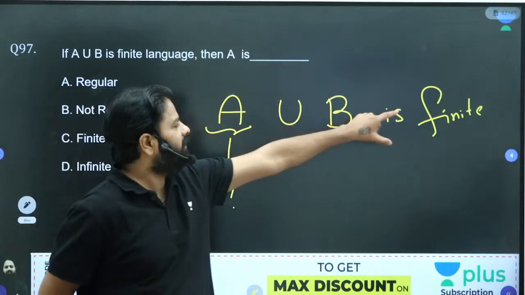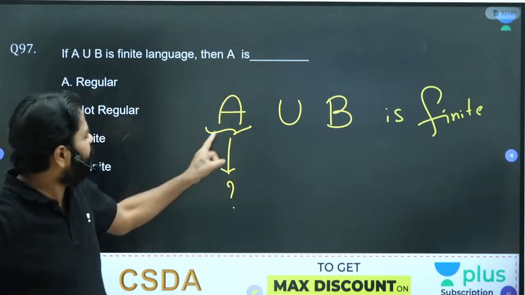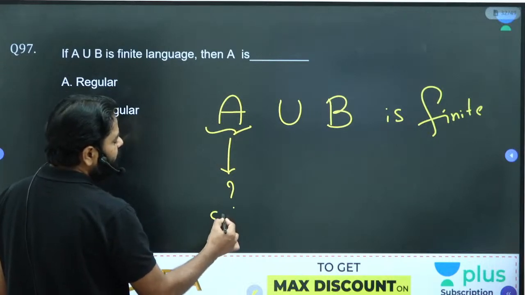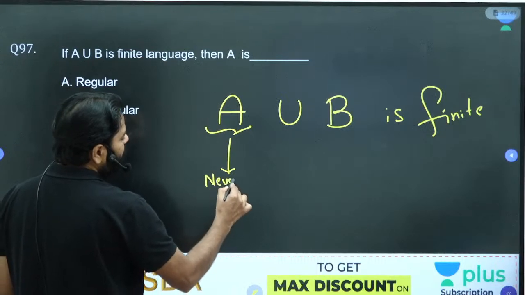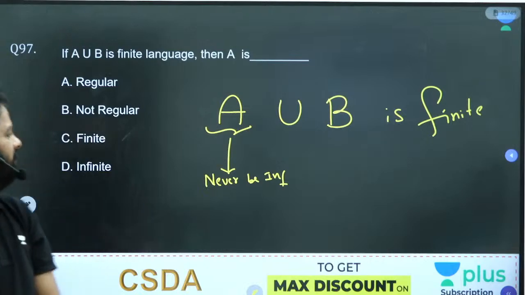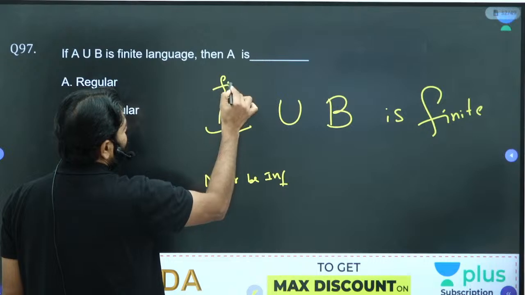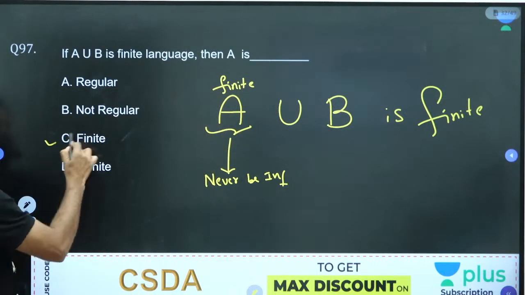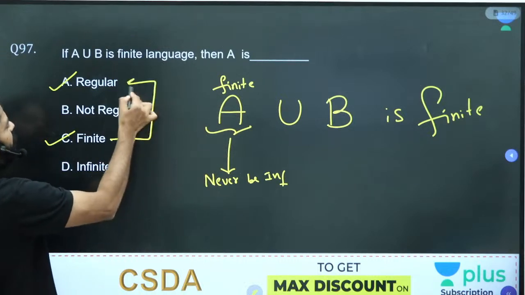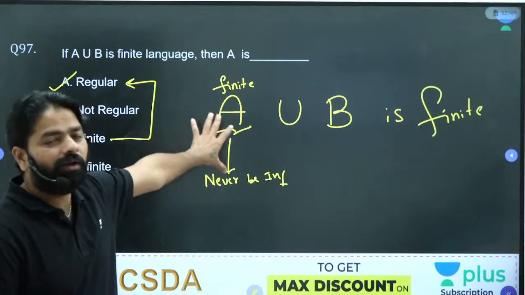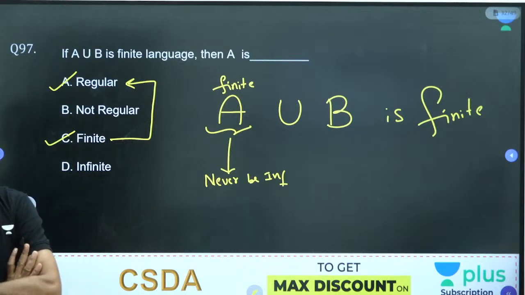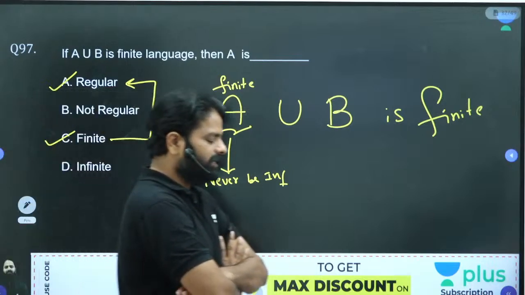Tell me, the result is finite. Is it possible for A to be infinite? You know, infinite union anything is infinite. You will never get a finite. A can never be infinite. One conclusion we can answer, it cannot be infinite. Because we want the union to be finite, A cannot be infinite, B cannot be infinite. So A has to be finite. If it is finite, then it has to be regular also. Only we are talking about A. A is finite, we know. Because every finite is regular. We cannot take every regular blindly, but what we can say, A is definitely regular, finite type. No doubt.